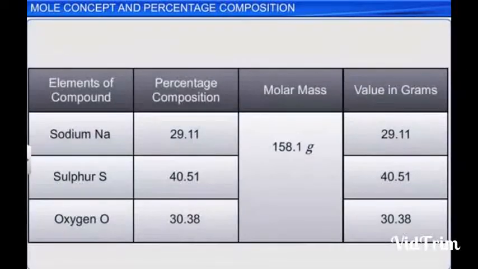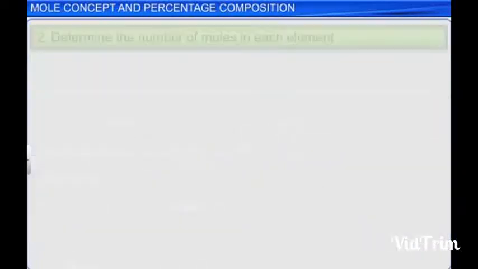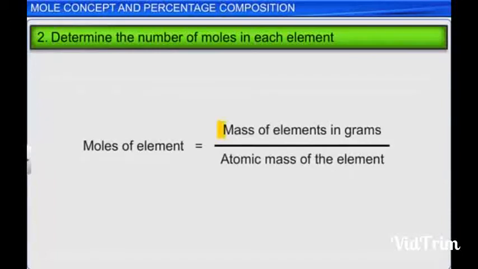First, we have to convert the mass percent to gram. As we have the values in mass percent, we can consider the value of the sample as 100 gram and then convert the percent values to gram. Next, we have to determine the number of moles in each element. Divide the mass of element in gram by the atomic mass of the element.